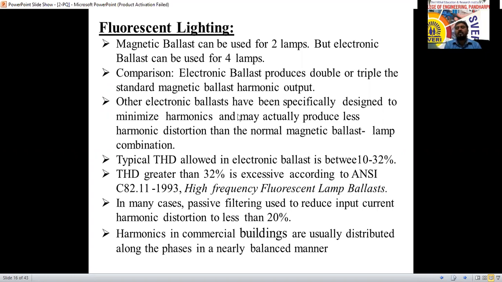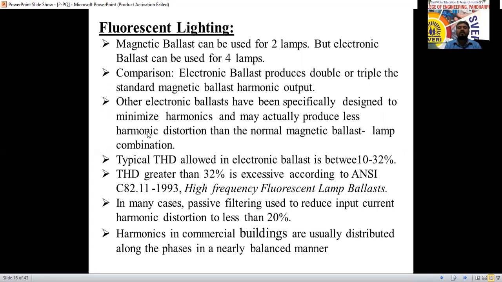Other electronic ballasts are specially designed to minimize harmonics and may actually produce less harmonic distortion than the normal magnetic ballast, with the lamp combinations we are going to use. Some other electronic ballasts are designed for the minimization of harmonics, so they will produce fewer harmonics.